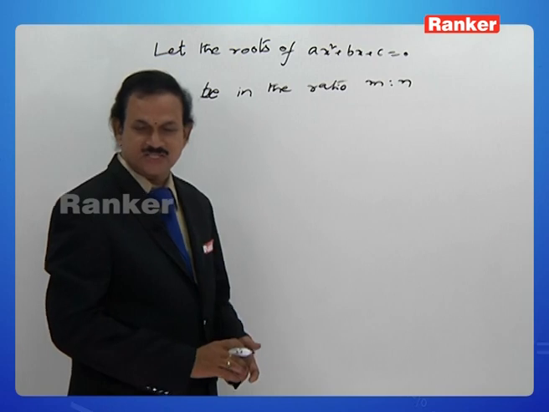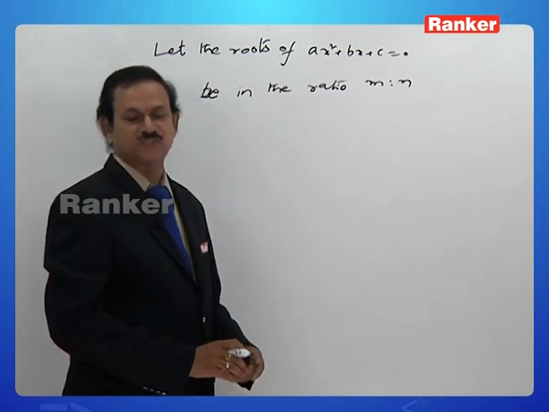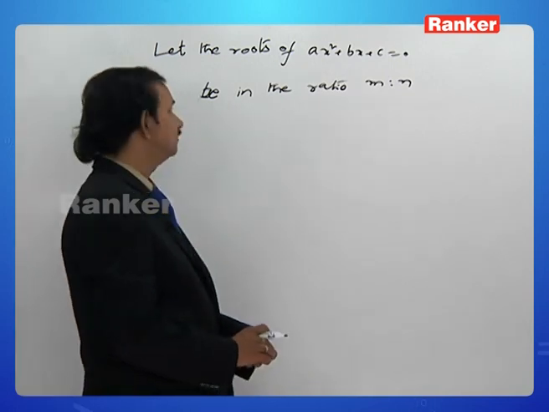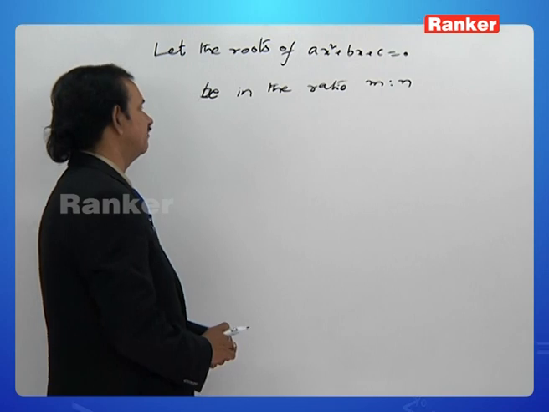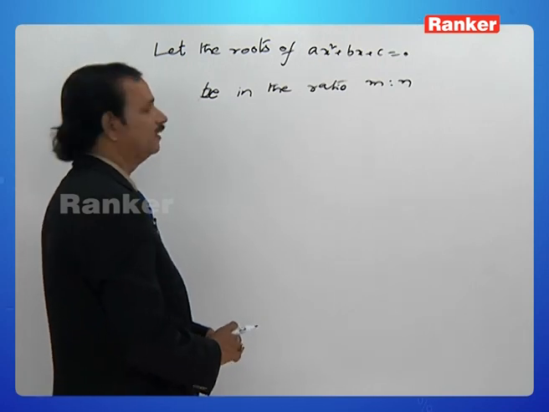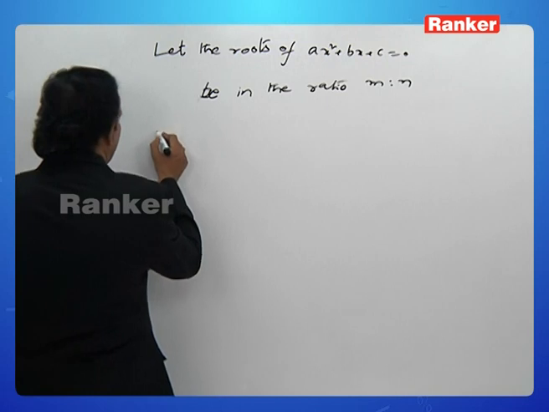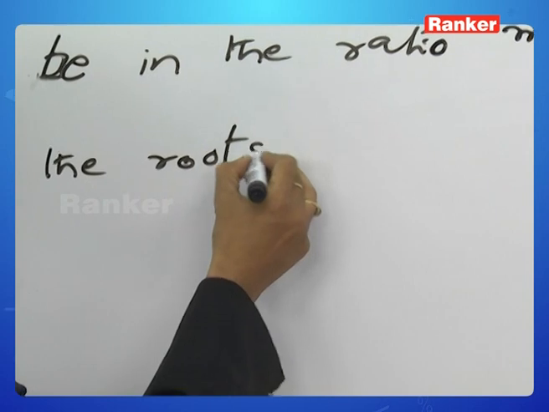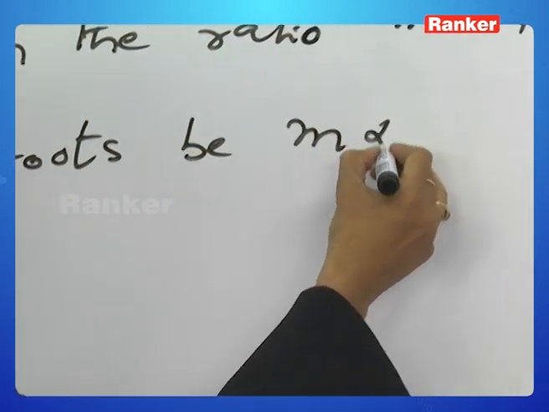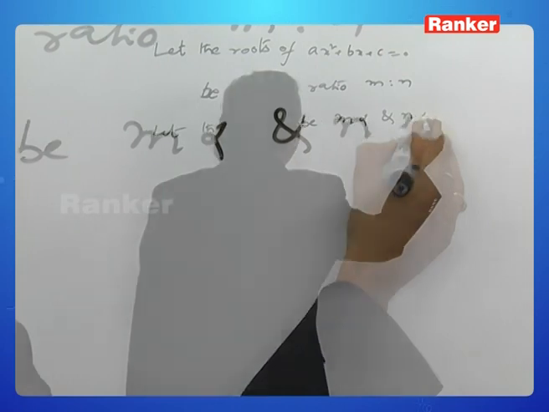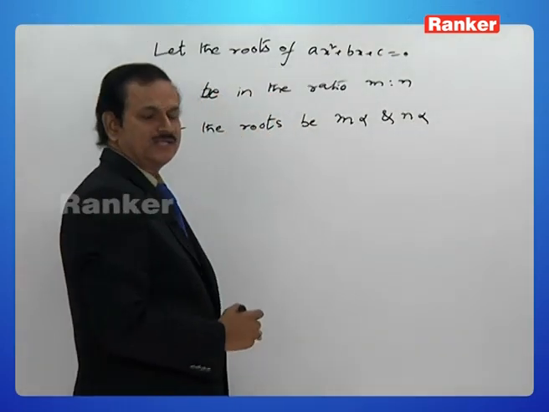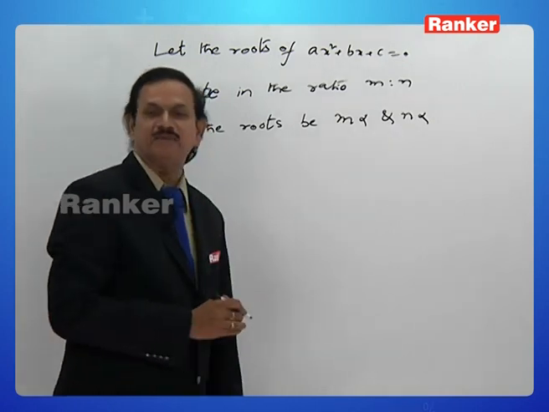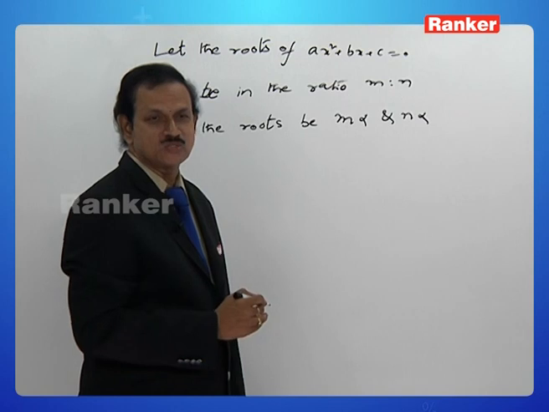Now we shall take interest in learning the proof of that previous condition, that is B square by AC is equal to m plus n whole square by mn. For that, let us assume the roots of that equation ax square plus bx plus c is equal to 0 be in the ratio m is to n. Let the roots be m alpha and n alpha. Instead of taking alpha and beta, we shall take m alpha and n alpha because they should be in the ratio m is to n.